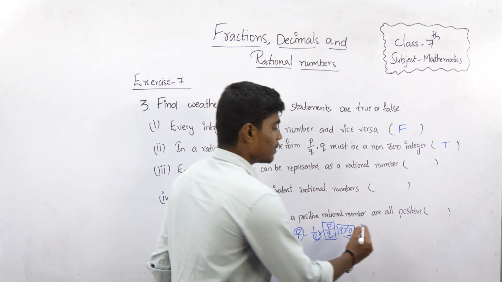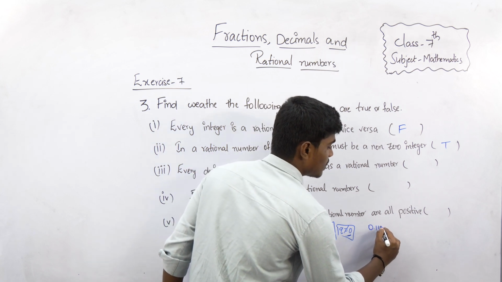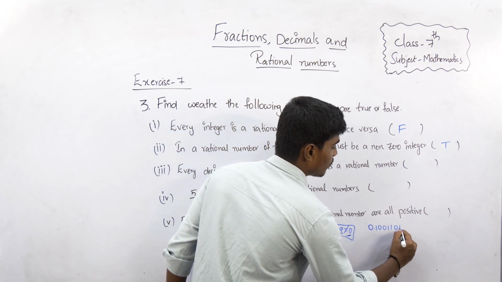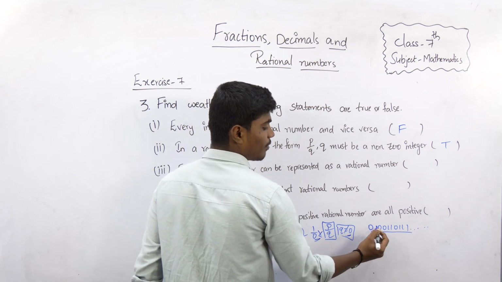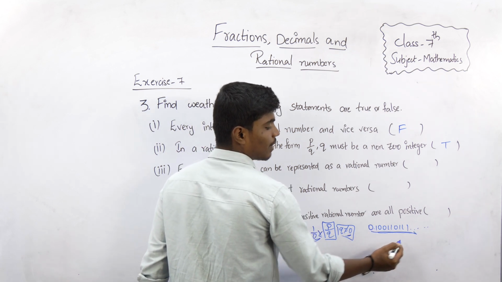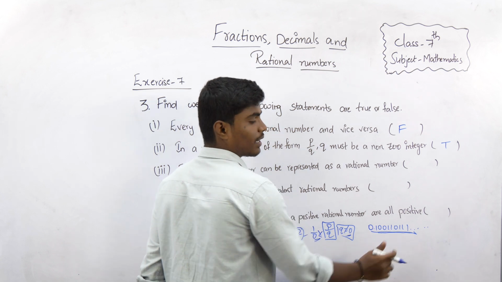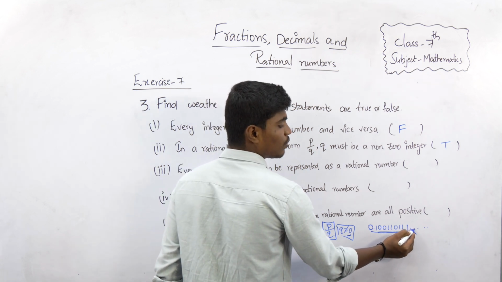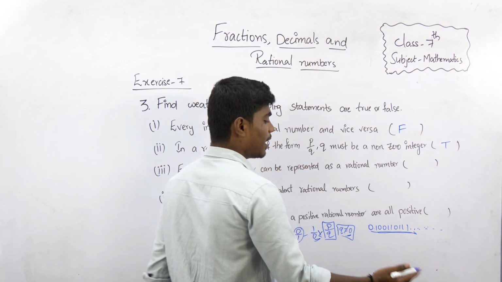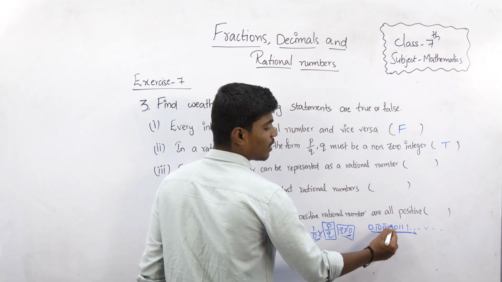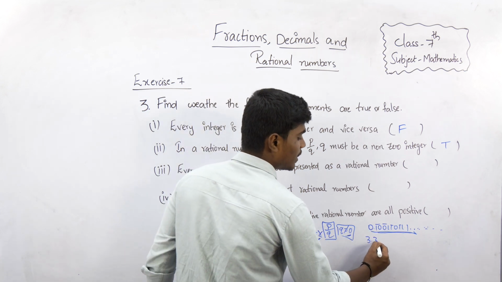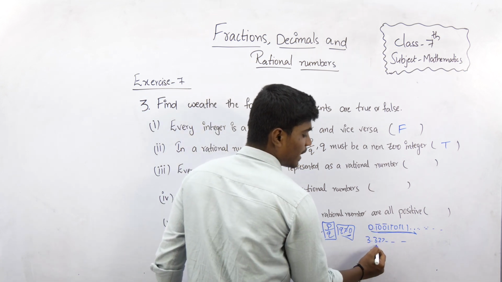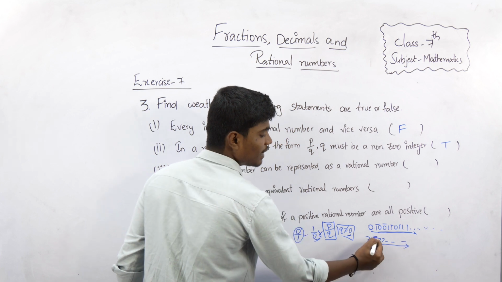Here: every decimal number can be represented as a rational number. See, let's take 0.10011111 and so on. Here this is a decimal number where the decimal digits are non-terminating and non-recurring. Non-terminating means there is no end to the calculation, and non-recurring means there is no set of digits which are reoccurring. If we take 3.333 and so on, this is non-terminating but 3 is recurring.